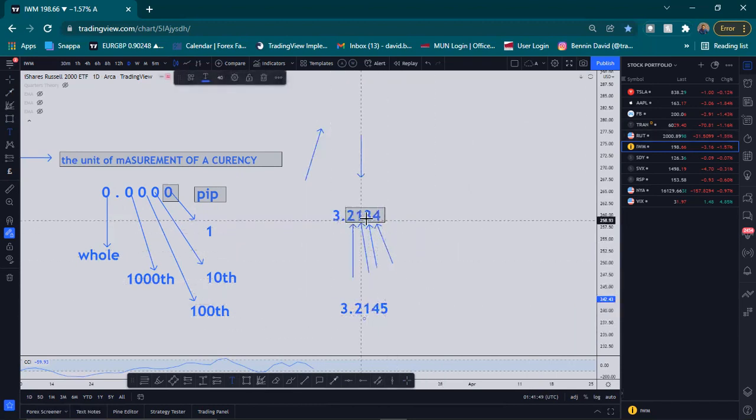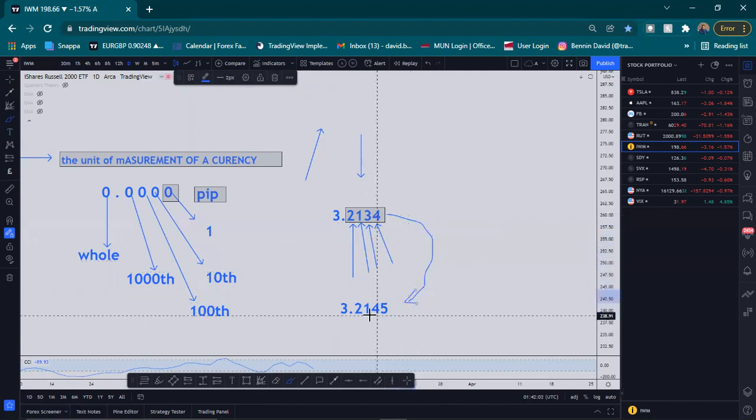So if this currency moves from 3.2134 to 3.2145, then the change in the currency from this point to this point, we'll be able to get by doing the difference between them. In this case, because the first values are the same, we ignore that.